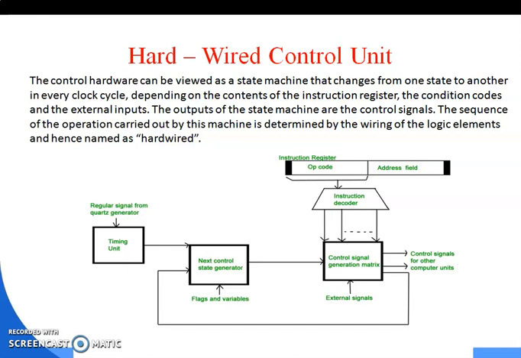The control unit is a major unit in your processor. This unit has two types: one is hardware control and the other is microprogram control. Hardware control means all the control signals are generated by using hardware circuits. Here the hardware circuit is nothing but a finite sequence of logic gates, a sequential circuit.